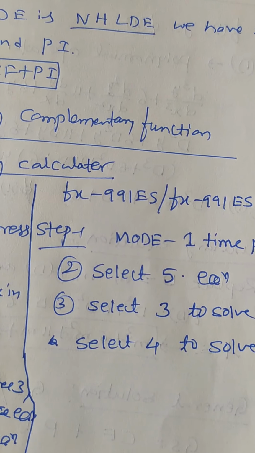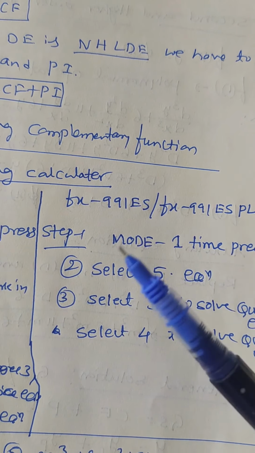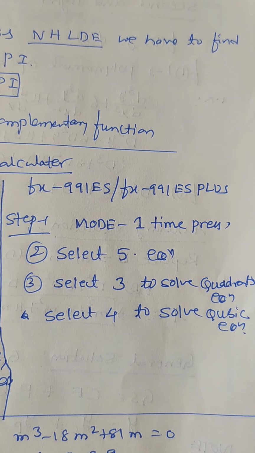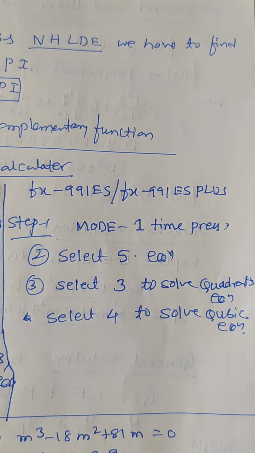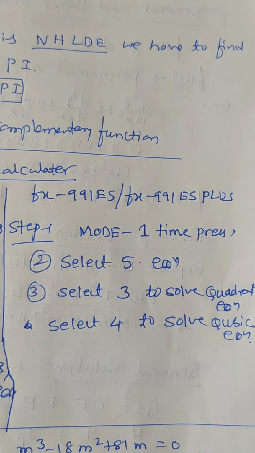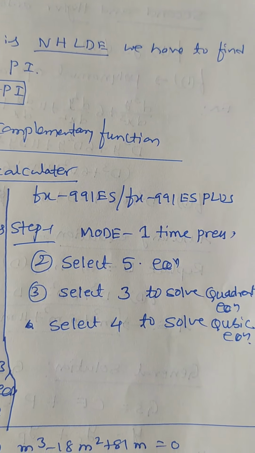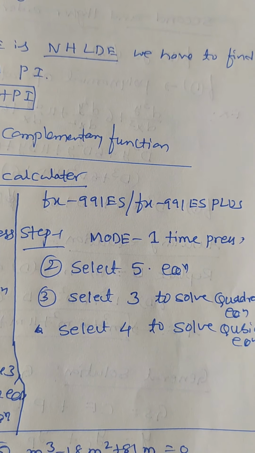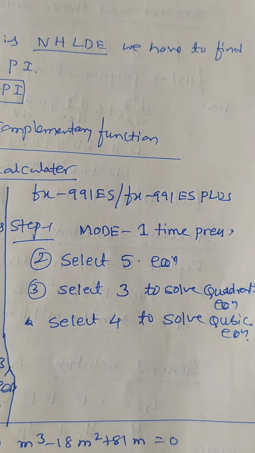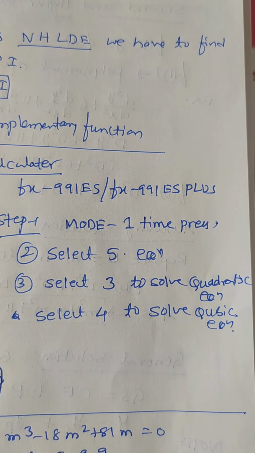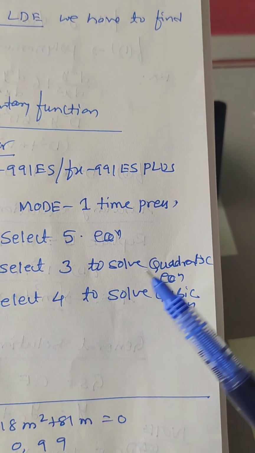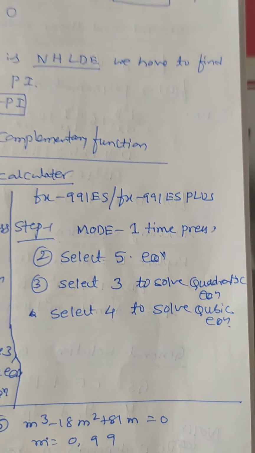Now come to 991 ES. See, press the mode button 1 time. You will get 8 options. Okay, the 5th option is equation. After that, you will get 4 options. The first 2 options are for unknowns, 2 unknowns and 3 unknowns. The next 2 options, that is button 3 and 4, are for quadratic and cubic equation. Select 3 to solve a quadratic equation. Select 4 to solve a cubic equation.